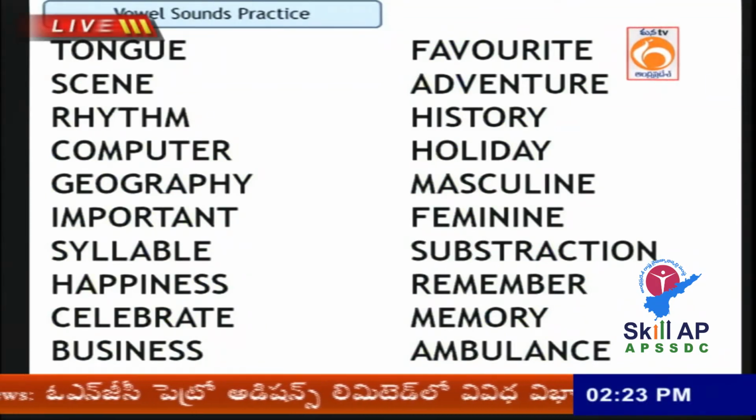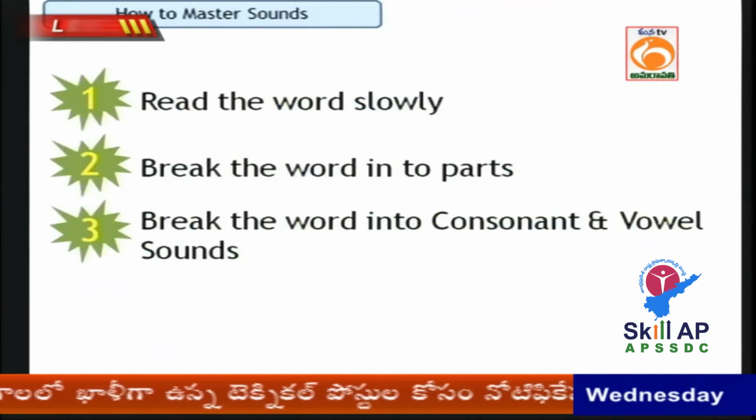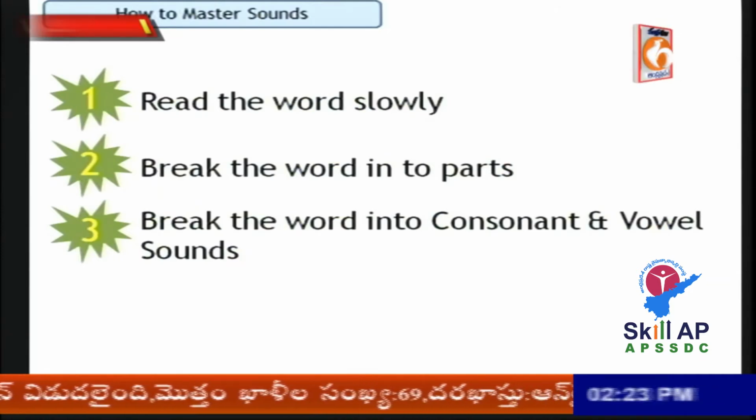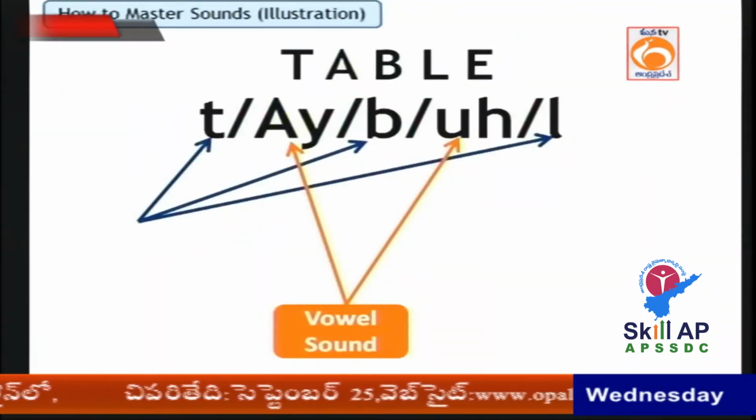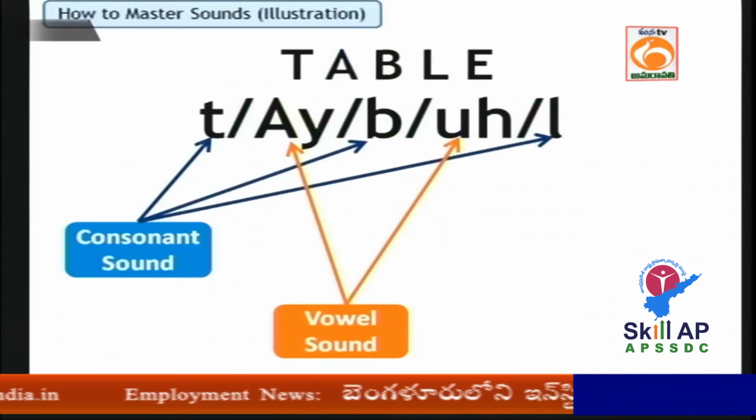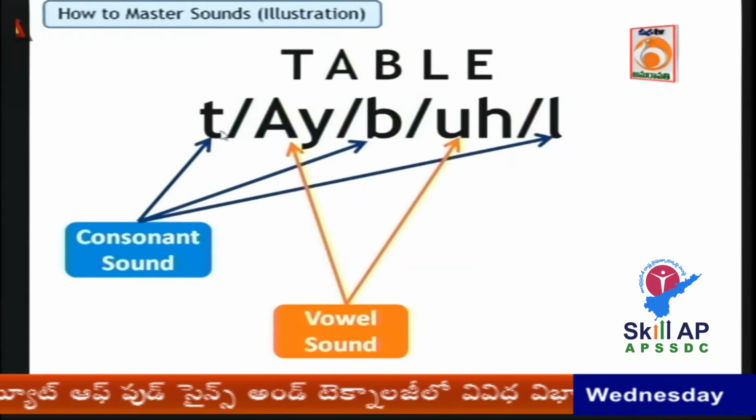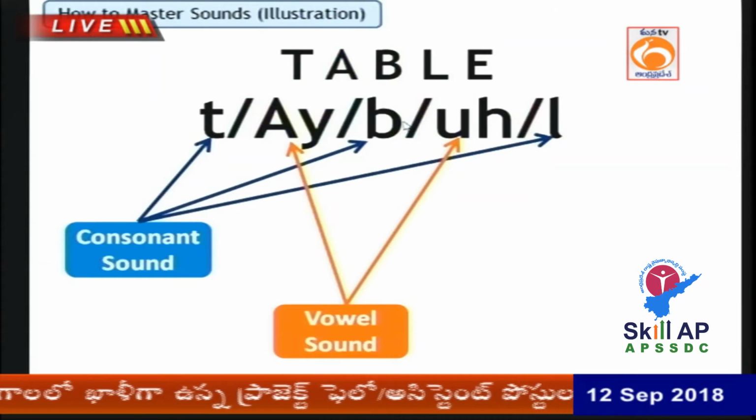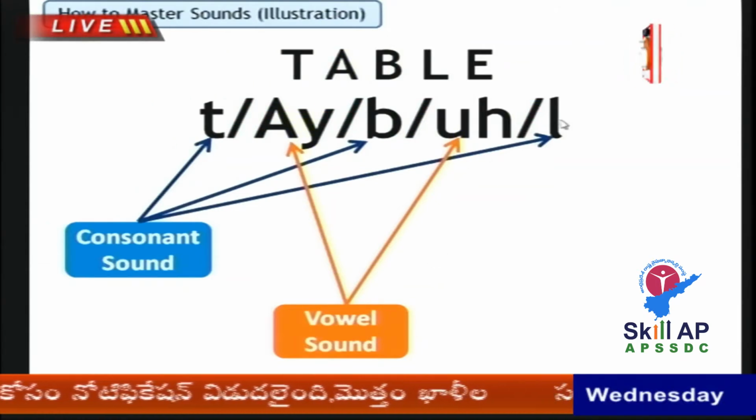All right. Now, how do we learn the pronunciation properly? Like yesterday, I was explaining it a little bit. Read the words slowly. Break the words into parts, which means break the word into consonant and vowel sounds. For example, I have a word, table, T-A-B-L-E. I have broken it into the consonant sounds and the vowel sound. T is a consonant sound, then A is a vowel sound, then B, L, table.